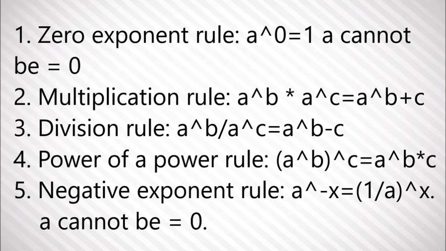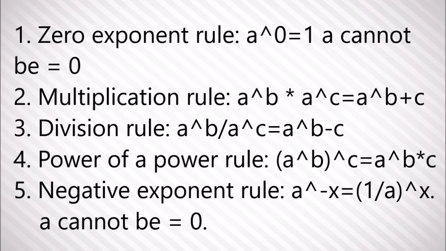Here are the exponent rules that need to be known. The arrows that point upwards indicate the numbers being changed to an exponent. So number 1 is the zero exponent rule, which states that a exponent 0 is equal to 1 because a cannot be 0. Number 2 is the multiplication rule. a exponent b times a exponent c will equal a exponent b plus c because all you have to do is add the exponents if the bases are the same.